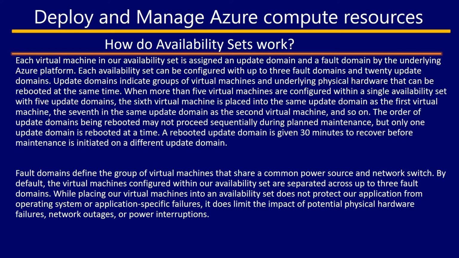When more than 5 virtual machines are configured within a single availability set with 5 update domains, the 6th virtual machine is placed into the same update domain as the first virtual machine, the 7th in the same update domain as the second virtual machine, and so on.